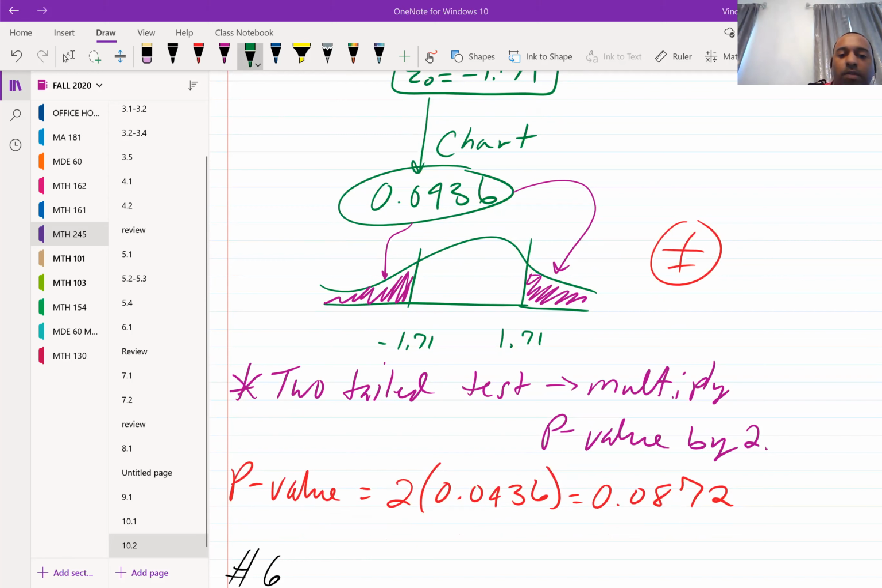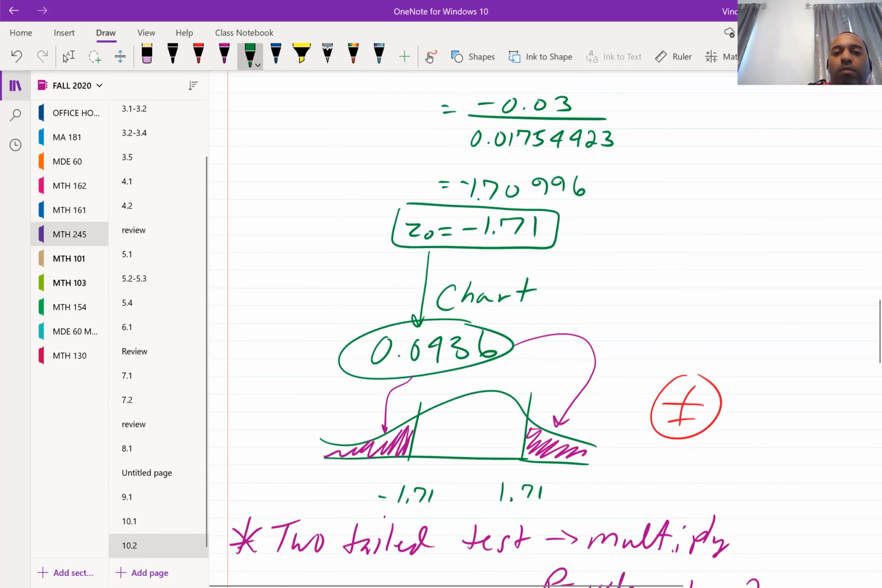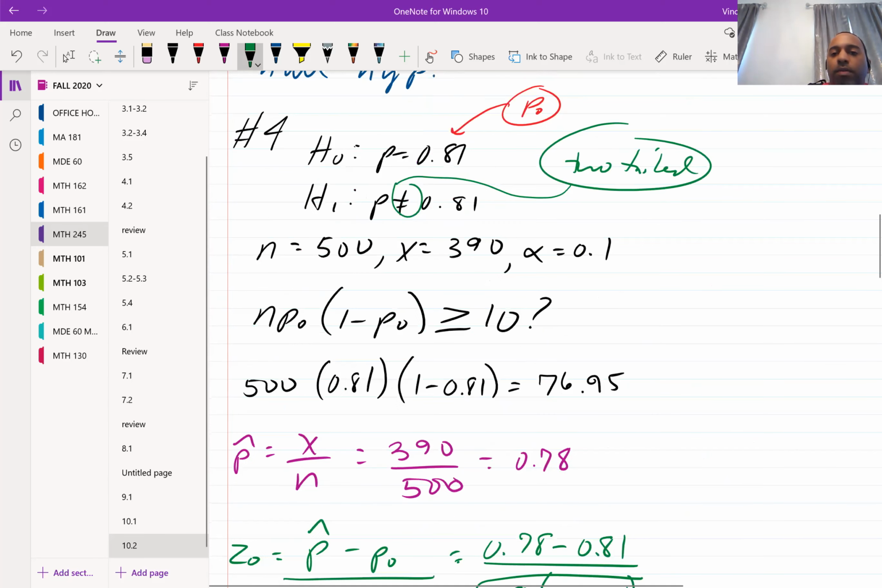All right, let me see if they ask for anything else. Yeah, the p-value. Okay. Did I not write it? Oh, I didn't write it. Okay, so we got the p-value, and then from there you want to reject the null hypothesis or accept. So our p-value is 0.0872. Let's go back. What was our alpha?